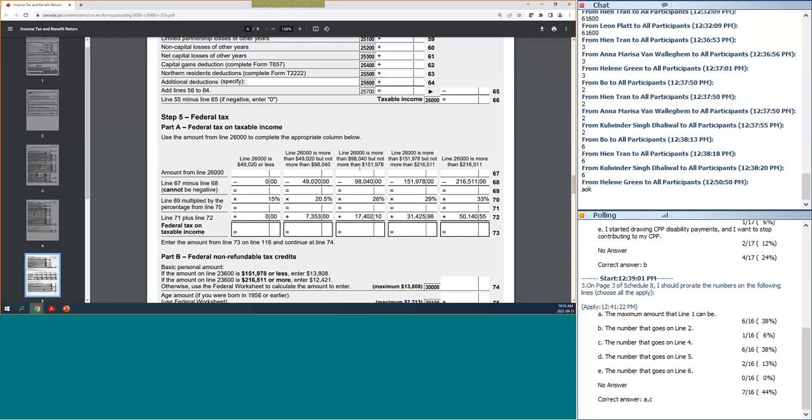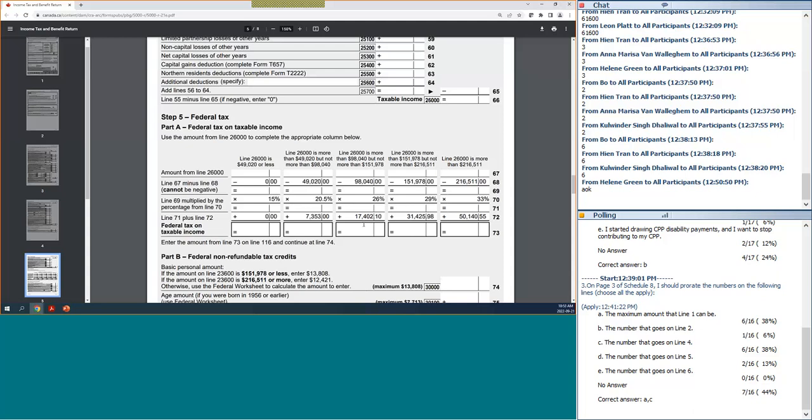We do that with the tax bracket. So there's part A of step 5. In part A of step 5, you're going to find your taxable income, which is your line 26000. Pick the column that you're in, fill out that column to the end, and remember that the bottom number that you're adding in is all of the tax you had to pay on the previous tax bracket income.